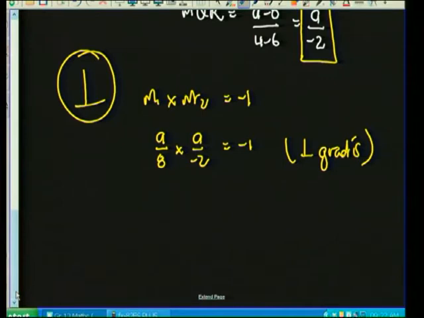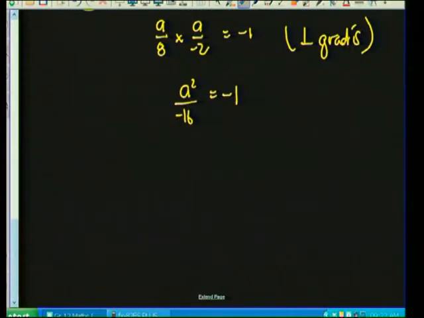So I'm going to multiply across. a times a is going to give me a squared. The negative 2 times the 8 is going to be negative 16. That answer is going to be negative 1. And so when I solve and cross multiply, I'm going to get a squared is equal to 16. Now you could use your knowledge of quadratics, but you can also just straight away say to yourself, well, a would then be plus or minus 4, because I'm going to square root both sides.